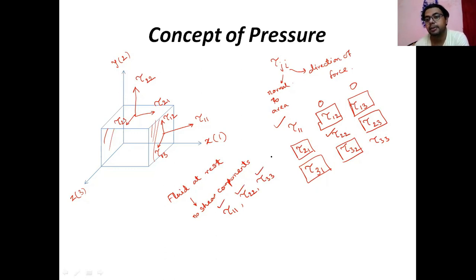So what is the concept of the pressure? Pressure concept is coming. Actually, there are two types of pressure. One is the mechanical pressure, another is the thermodynamic pressure. So mechanical pressure is defined in such a way: the average of these three normal components in terms of the negative. So it can be defined in this manner.